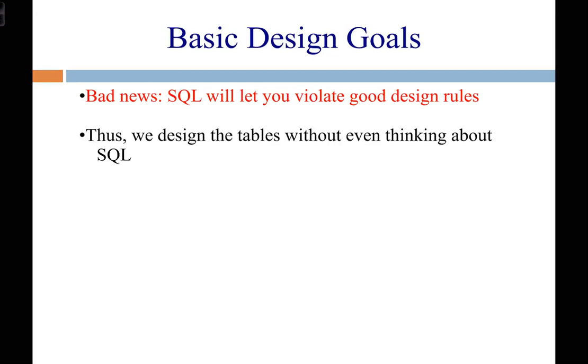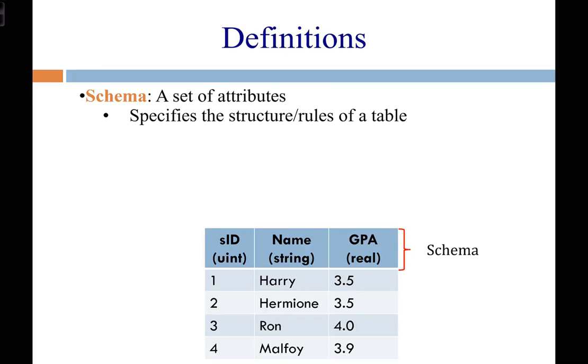Bad news is SQL will let you violate the good design rules, just like any programming language will let you violate good style. So because of this, we design databases without even thinking about SQL first, using a more abstract and formal way of reasoning about and describing data. So jumping right into that, what are these formal definitions and languages for describing related data, relational data?